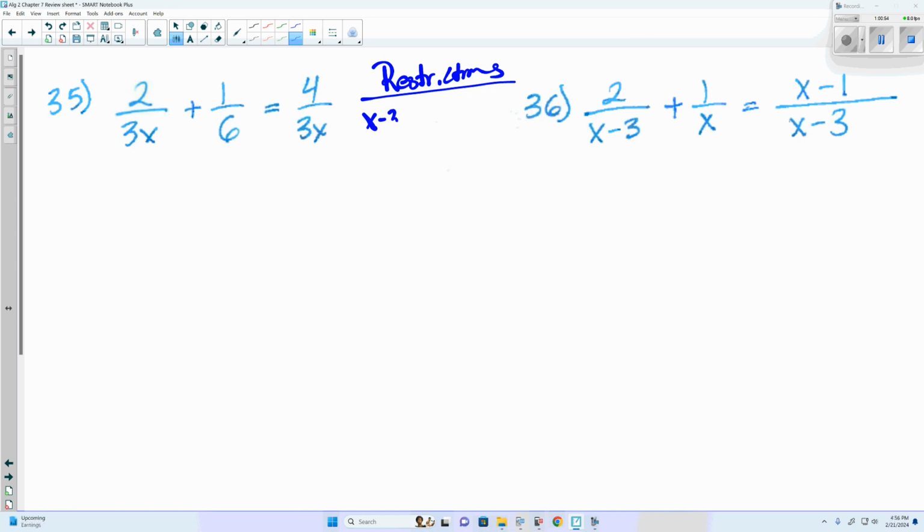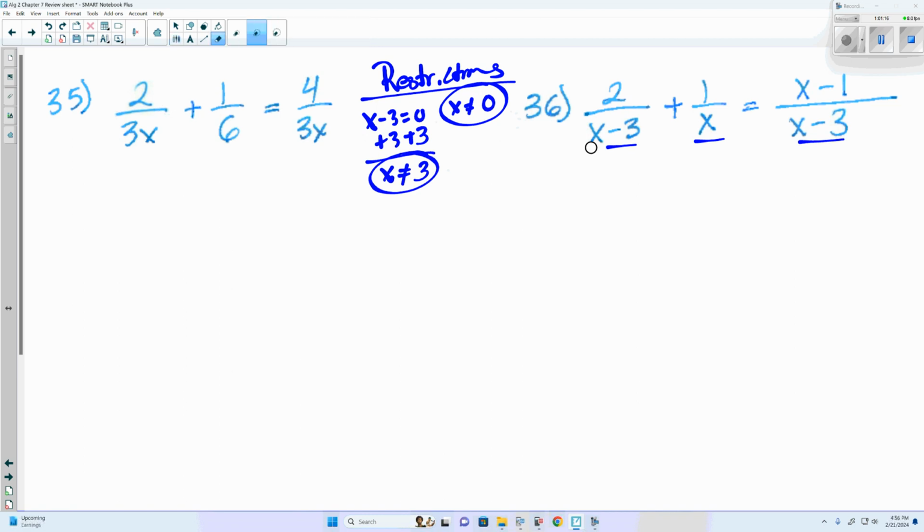36. Our two restrictions are x minus 3, because we do have it twice, and x. Well, x by itself just tells us here in the middle that x can't be 0. With our x minus 3, we would add 3 to both sides, telling us x cannot be positive 3. So if we have positive 3 or 0, it would be one of our restrictions. We'd have to remove it. Okay. So when we start our first step, we need to multiply everything by x and x minus 3.